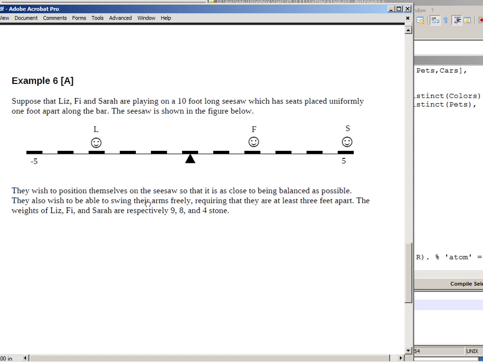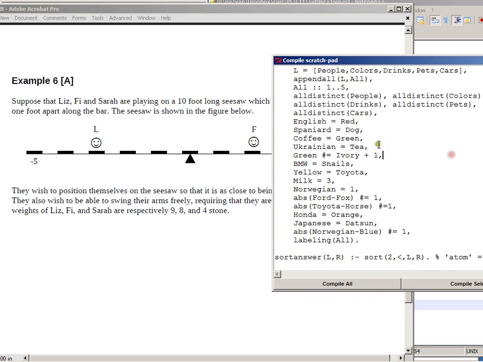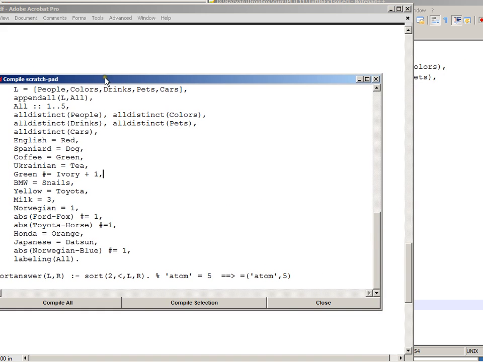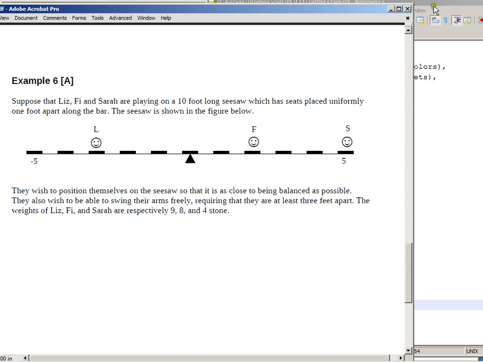There's an extra constraint there. They also wish to be able to swing their arms freely, requiring that they are at least 3 feet apart, right? So we will also have to satisfy this constraint. So the question now is, how do we minimize? How do we get as close to balance as possible, right? We have constraints. We have seen how to define constraints previously, so that's going to be the easy part, right? But we want to do the minimization as well. Actually, that turns out to be not very complicated either.